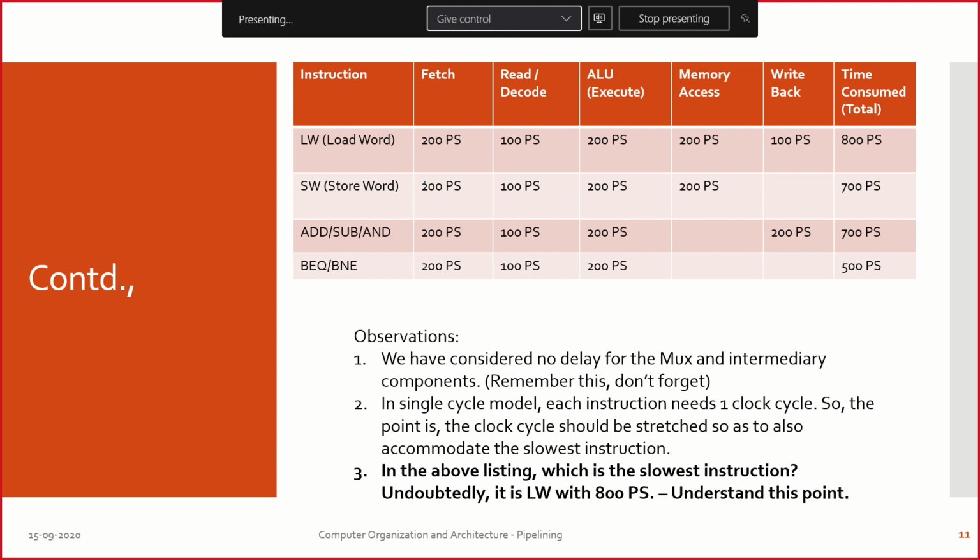Now, what are we going to do, sir? We are going to compare the single cycle and pipeline execution models right now, and that will give you very clear clarity on what is happening at each stage. So remember it, this is a very important point.